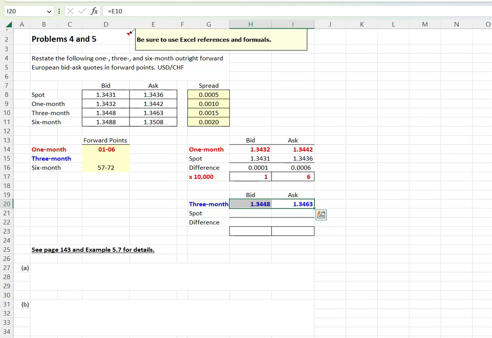The 3 month forward points, we take the 3 month forward rate of 1.3448 and the 3 month ask price of 1.3463. We take the difference between that and the current spot rate, and we get 0.0017 and 0.0027, and we multiply those by 10,000 to get our forward points of 17 minus 27.